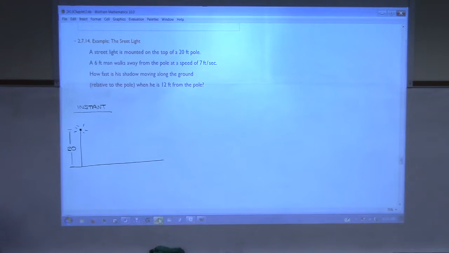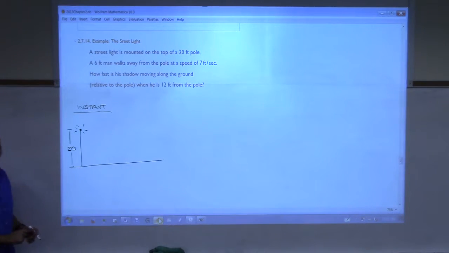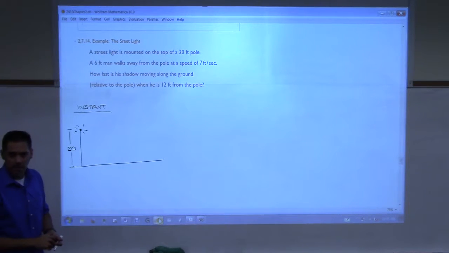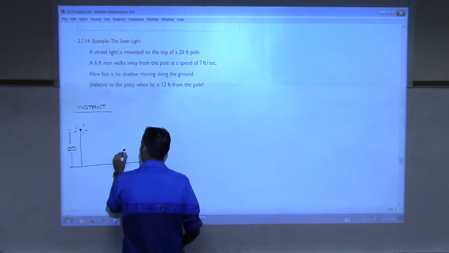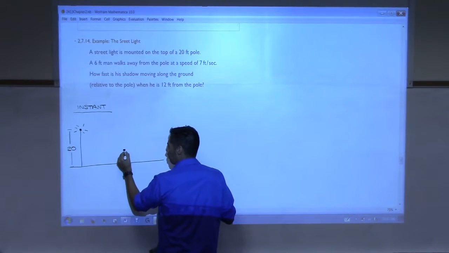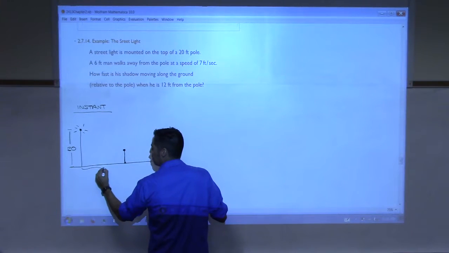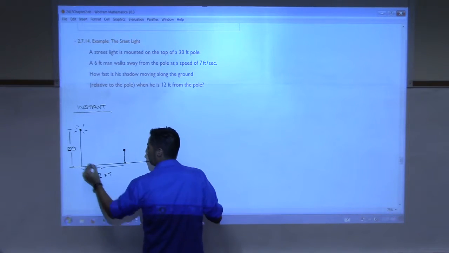We have a man that is 6 foot tall, right? He's walking away from the pole. And at the instant in time that we're talking about, how far is he from the pole? 12 feet. Y'all got that? So I'm going to draw this guy here, 6 foot. He has no arms or legs. He's just a torso and a head. And he is 12 feet from the pole. This was 20 feet.